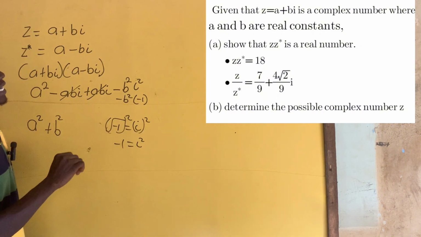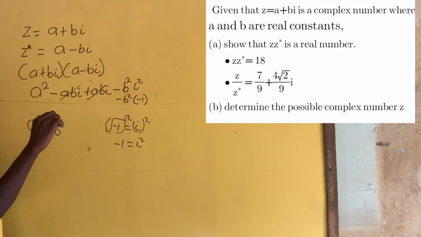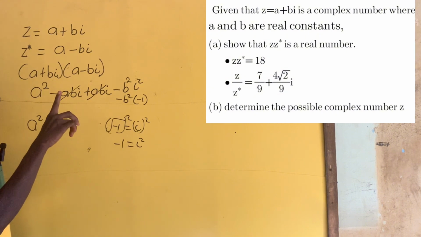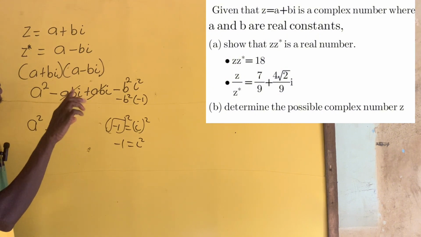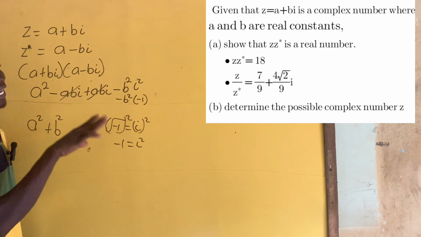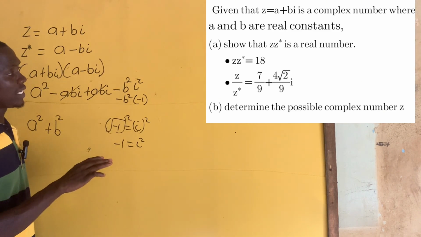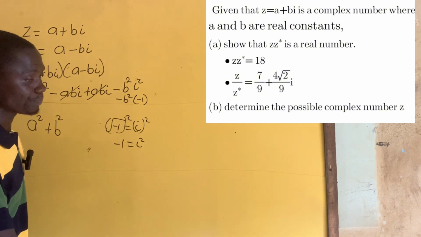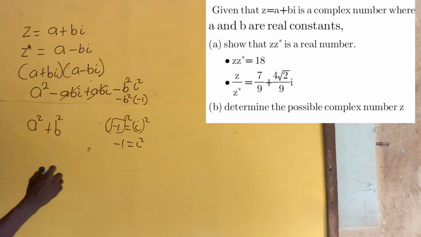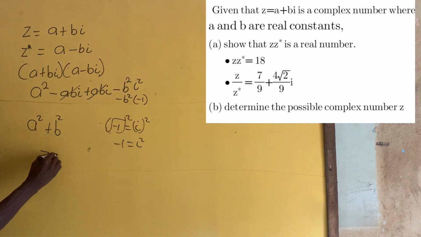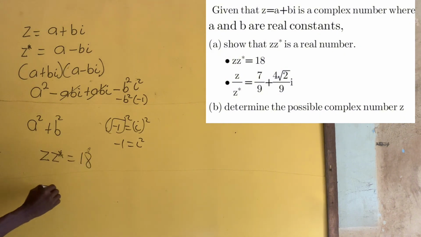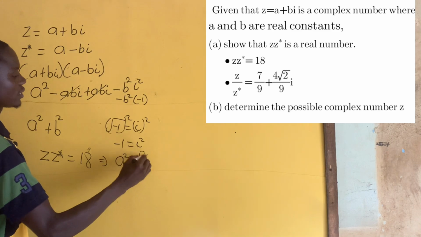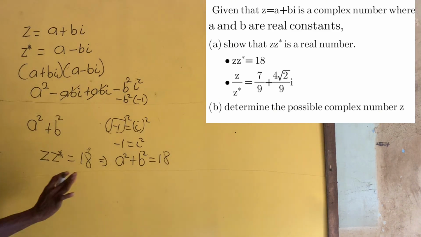Now, the next one is that we have z z star equals 18, and then z over z star equals 7 on 9 plus 4 root 2 on 9i. We have to determine the possible complex number z. So let's see how we do that in a very simple way. Now, we have z z star equals 18. This means that a squared plus b squared equals 18 because we've done that one already.